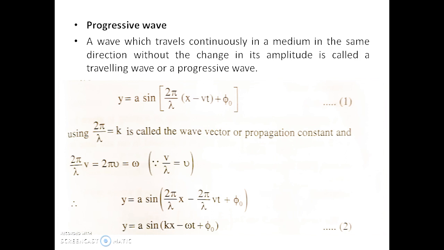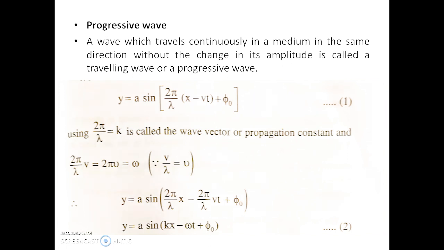So we have the different equations, v equal to nu lambda, 2π by lambda equal to k. You can use all these equations to find out the different ways in which you can represent the same equation. Okay, let's do that. Instead of the first equation, you can take 2π by lambda inside. You can see that will give you y equal to a sine of 2π by lambda into x minus 2π by lambda into vt plus phi 0. What is 2π by lambda? We say that is equal to k, the wave vector or the propagation constant. So you can write this as kx.